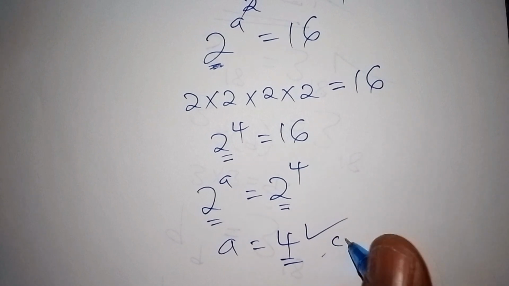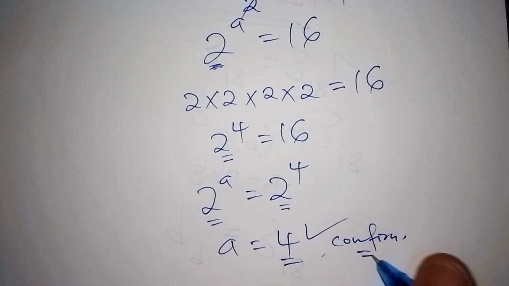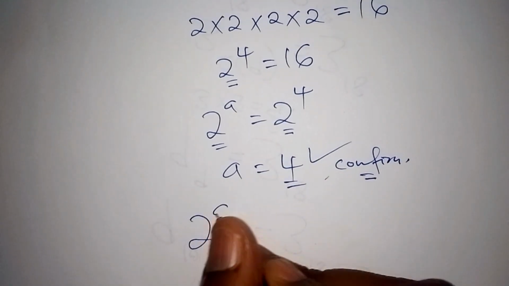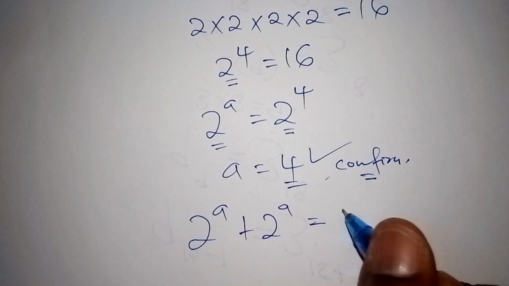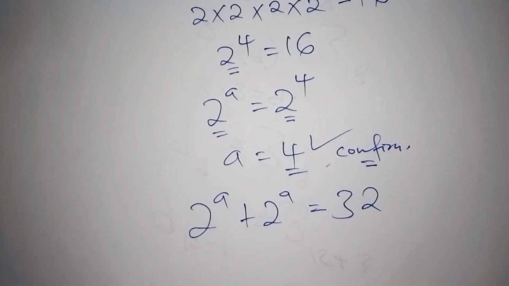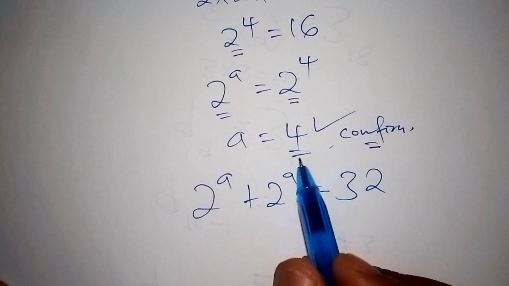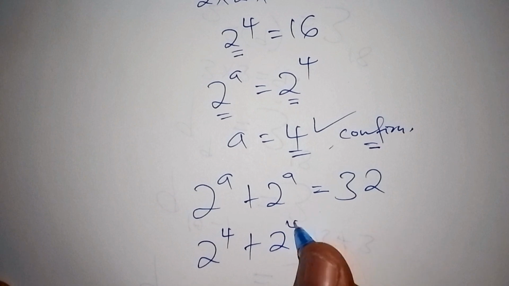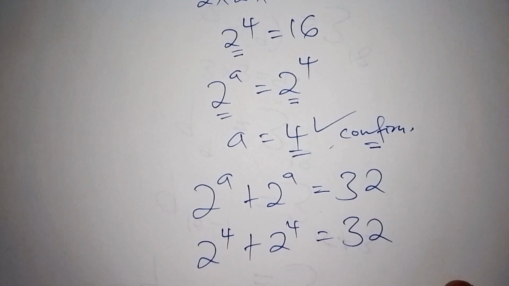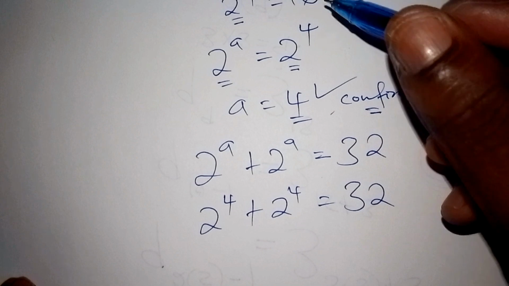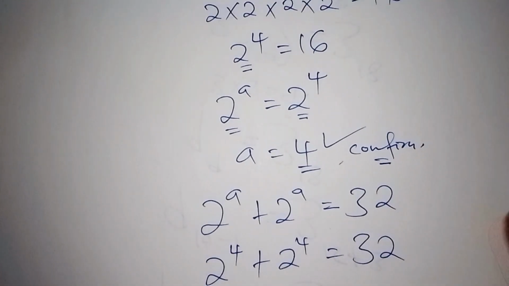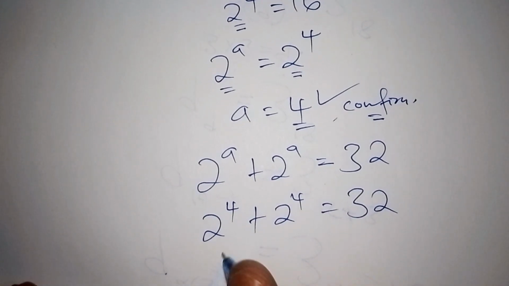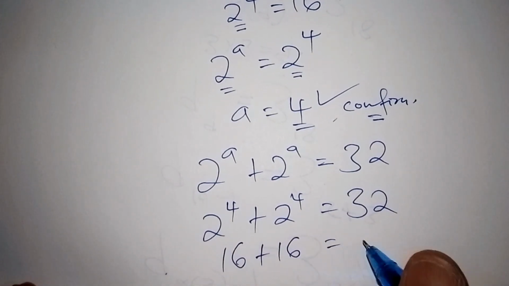Let's now confirm if indeed we are correct. This was our maths problem: 2 to the power of a plus 2 to the power of a is equal to 32. We've said that instead of a, we replace it with 4. So now we have 2 to the power of 4 plus 2 to the power of 4 is equal to 32. We said that 2 to the power of 4 is 16, so we have 16 plus 16, which is equivalent to 32.